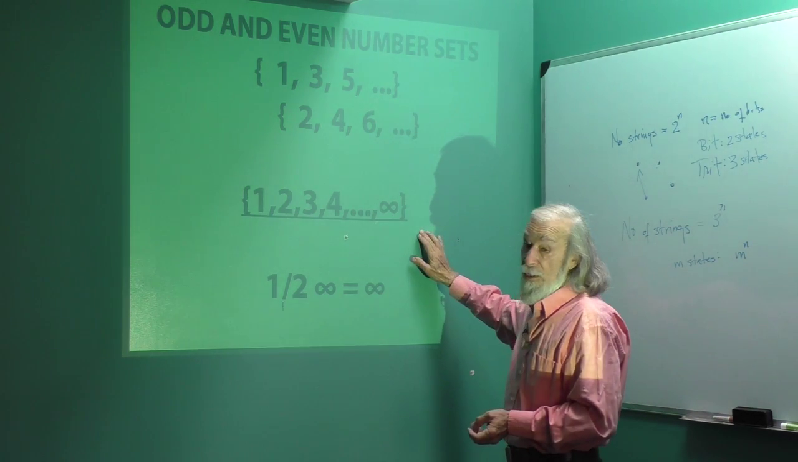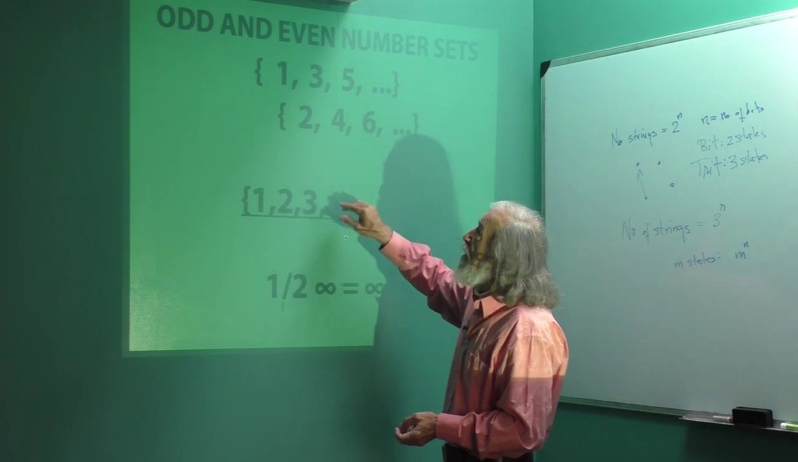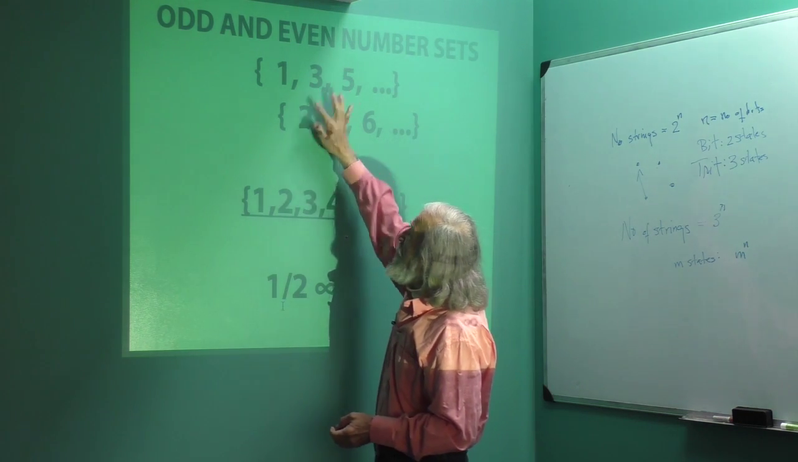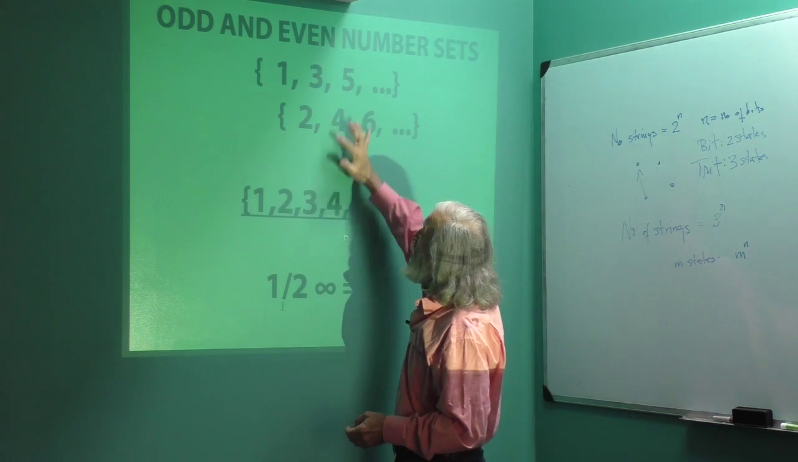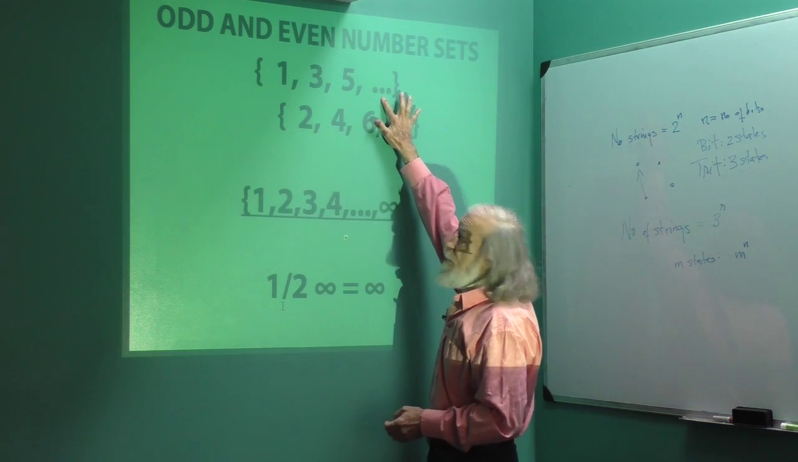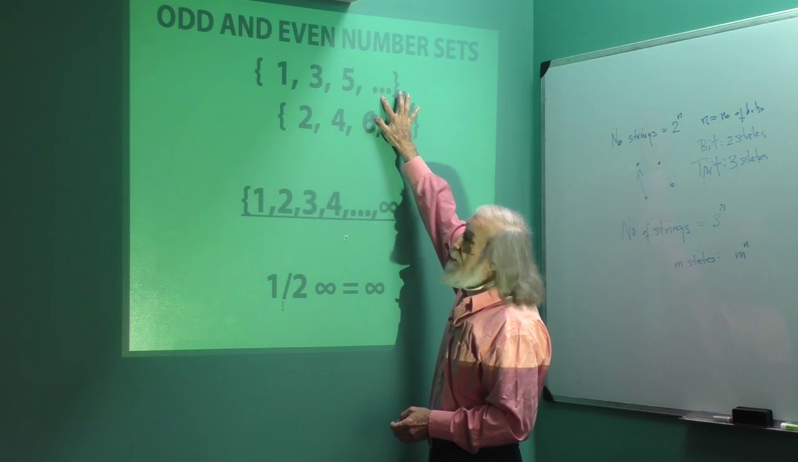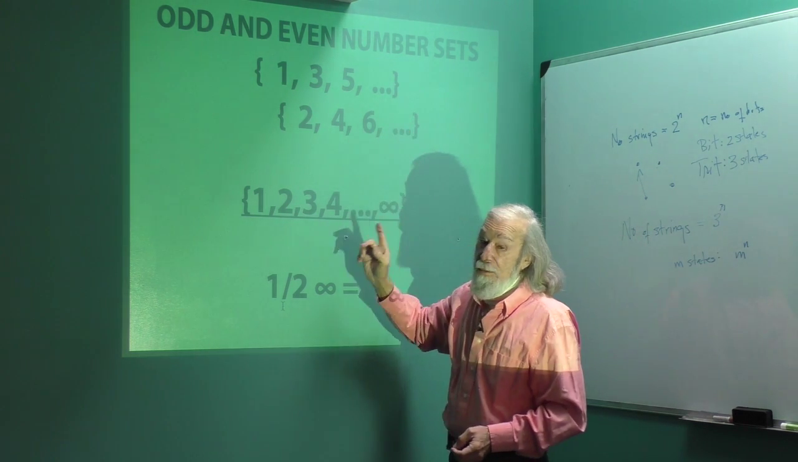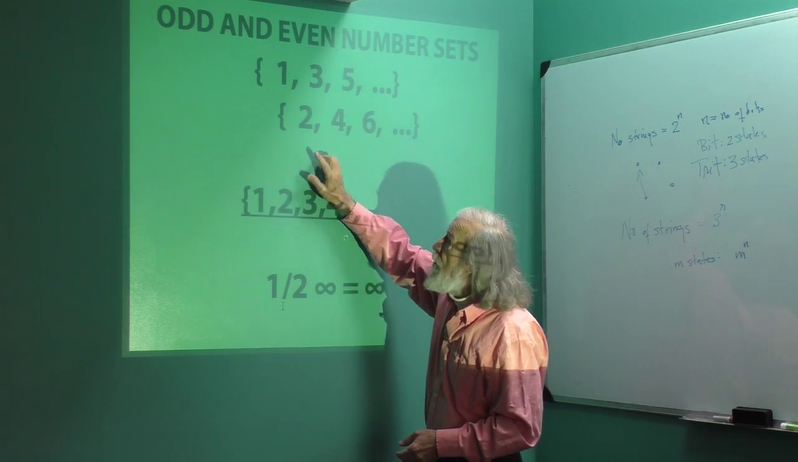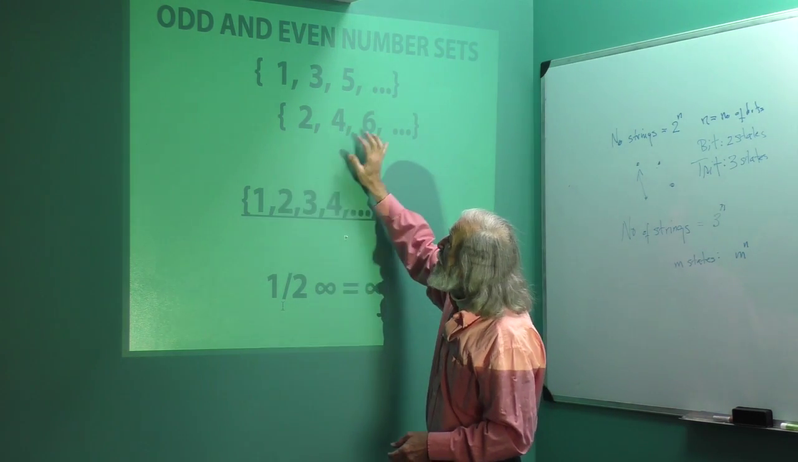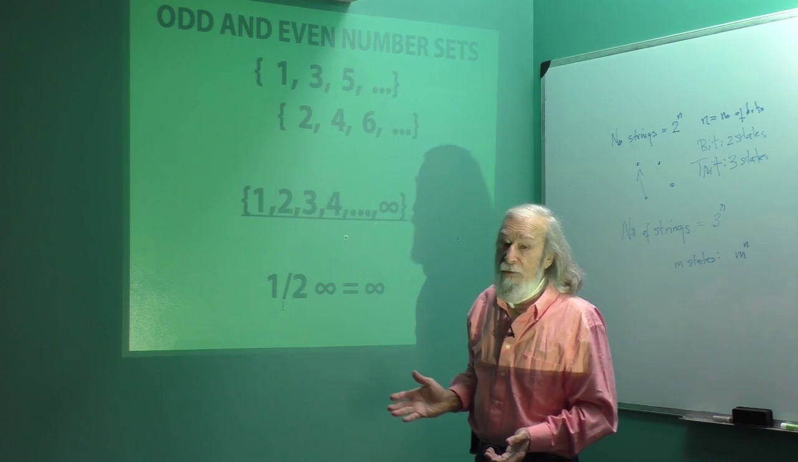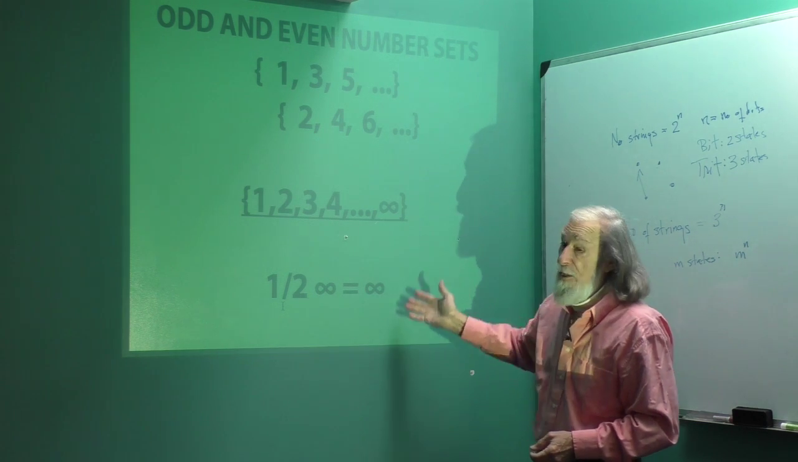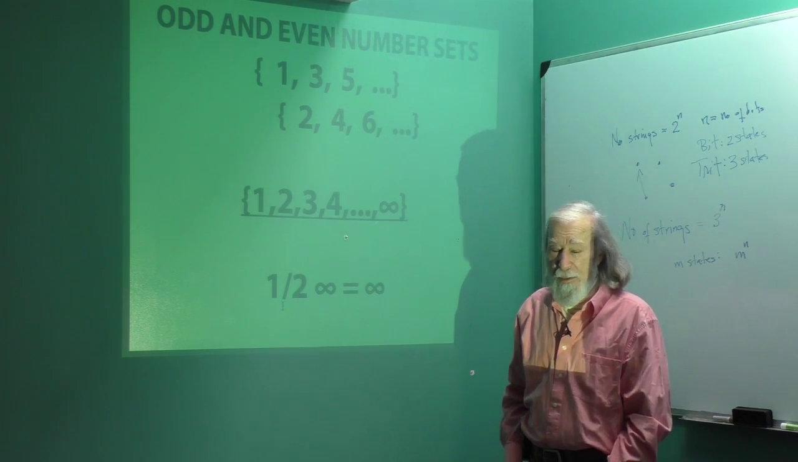If we follow the rule of pairing, let's take the odds. I'll put the 1 with the 1. I'll put the 3 with the 2. I'll put the 5 with the 3. I'm never going to run out. I can do the same thing with the evens. Put the 2 with the 1, 4 with the 2, 6 with the 3. I will never run out. So there are just as many odd and even numbers as there are all numbers.